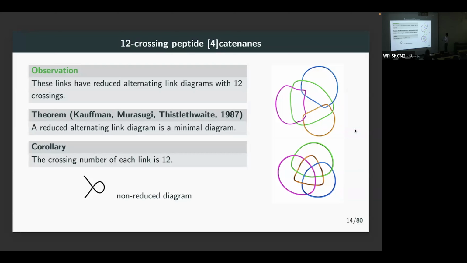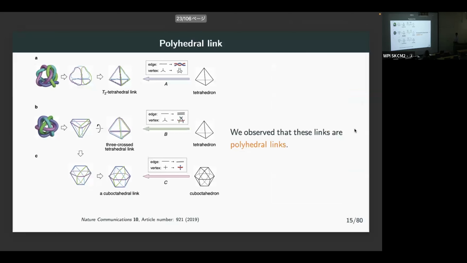If you take a look at this picture, those two are alternating diagrams without nugatory crossings, so these are reduced alternating diagrams. From this picture, it is easy to see that the crossing number of these links is actually 12. So those two links have the same crossing number, 12. That will answer the first question.